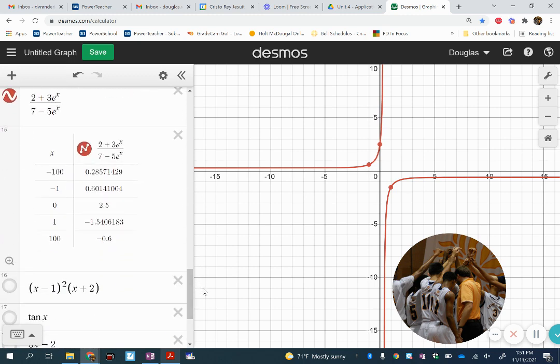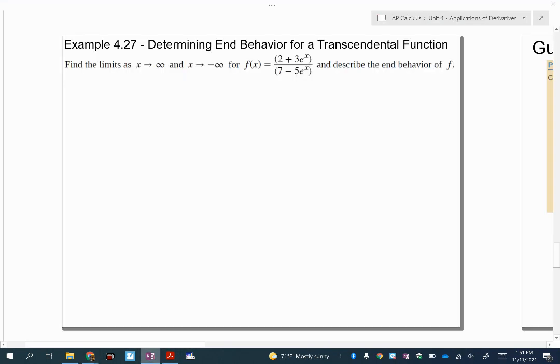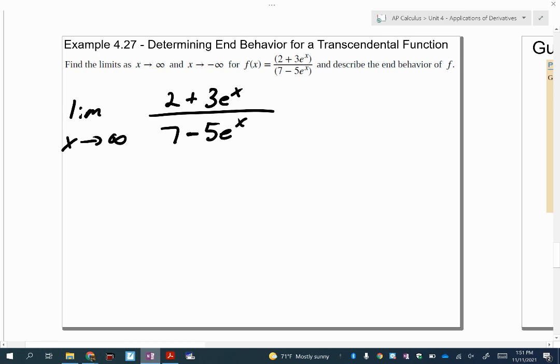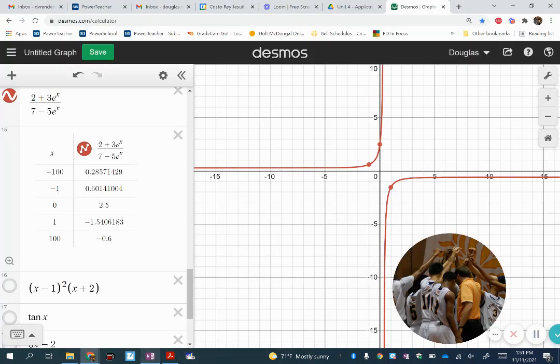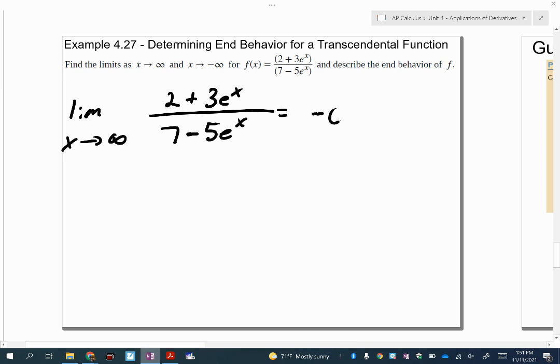So as we move to the left forever, approaching negative infinity, let me keep it consistent. I've been using positive infinity first, so that's fine. So we'll do the limit as x approaches positive infinity of 2 plus 3e to the power of x over 7 minus 5e to the power of x. Positive infinity is going to give us negative 0.6, which if you wanted to write negative 3/5, that's fine.